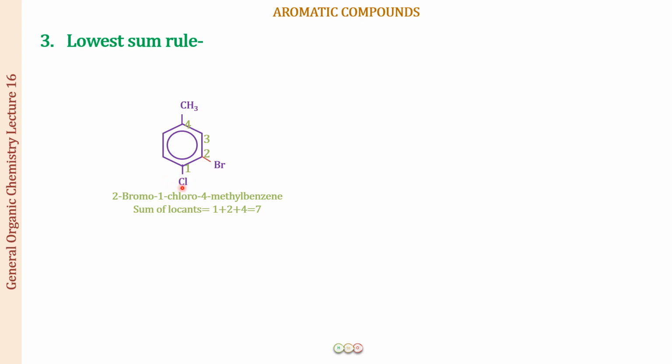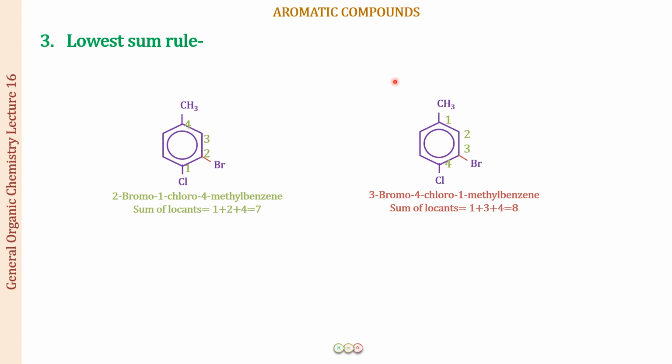One way is you can start with chlorine and move on to CH3, and the other way is that you move it the opposite way, starting with CH3 at carbon number 1, then 2, 3 and 4, right? If you number it this way, you will be giving chlorine number 1, so this is 1 plus 2 plus 4, the sum of locants comes as 7, whereas the other way you will be getting the sum of locants to be 8, right? So you have to follow the lowest sum rule over here, and the name of the compound is going to be 2-bromo 1-chloro 4-methyl benzene, rather than 3-bromo 4-chloro 1-methyl benzene. All right, I hope you will remember this as well.